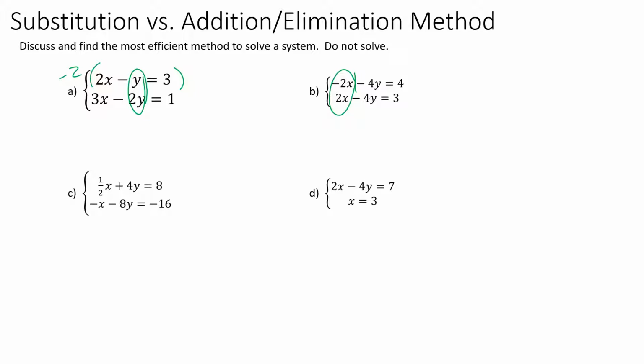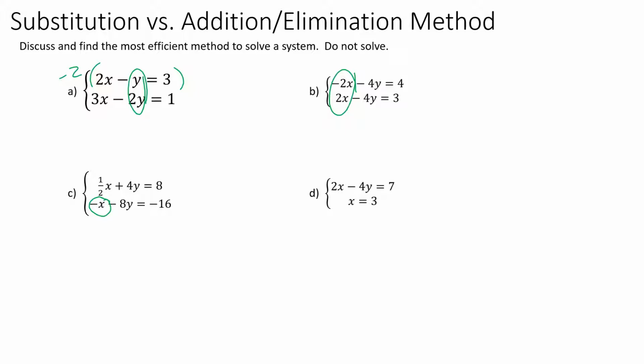For part C, we notice that what you could do is solve for that x and use substitution because there is a coefficient of -1 on that x. However, you'll still run into a fraction.